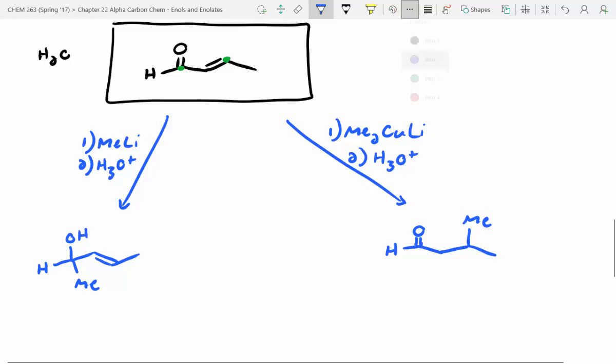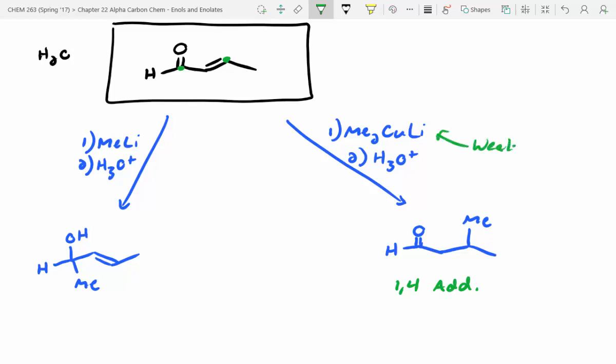So we do have to keep track of the strength of our nucleophile. This is 1,4 addition or conjugate addition, since this is a weak or weaker nucleophile. Over here we've got a really strong nucleophile, which favors the 1,2 addition. Does that make sense?